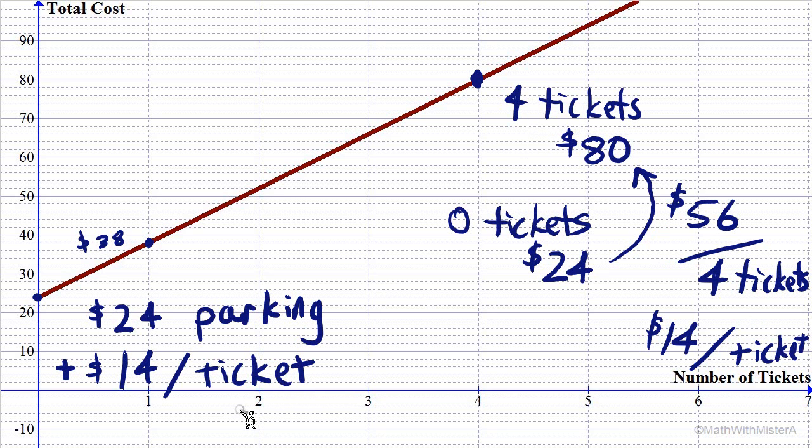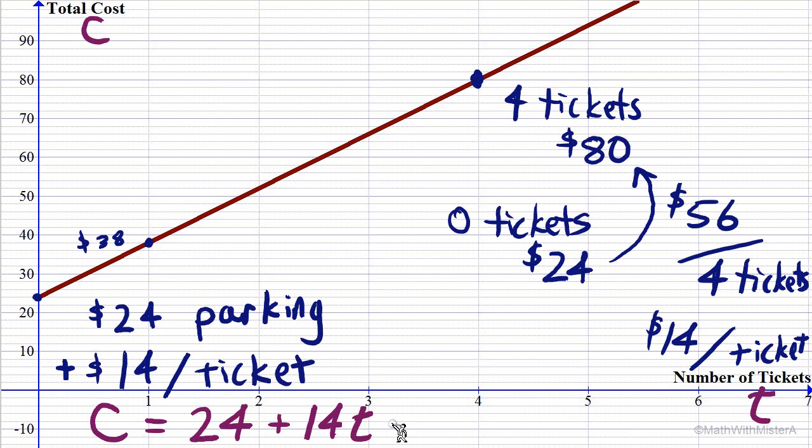We've got enough now where we can come up with the equation for total cost. $24 was the constant, that starting amount. $14 the rate of change. So I'm using C for total cost. T is the number of tickets. There's our equation to calculate the total cost.